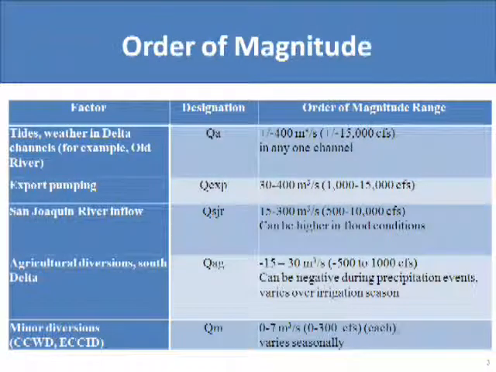Then there's agricultural diversions in the South Delta. They can be fairly significant in the summertime. In the data that I'm showing and focusing on here, which is in winter and early spring, they're generally not. They could actually be negative at that point. They're pumping more water off the islands than they're taking on.